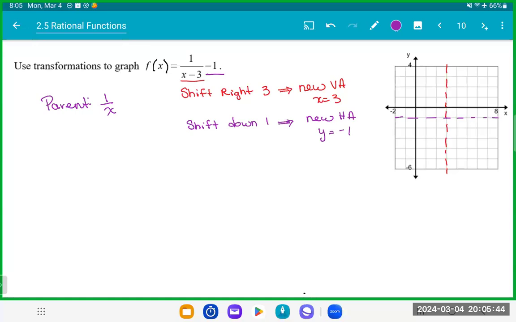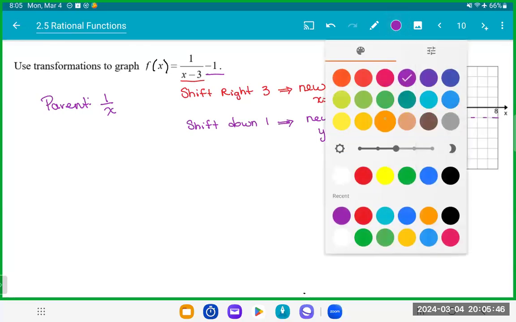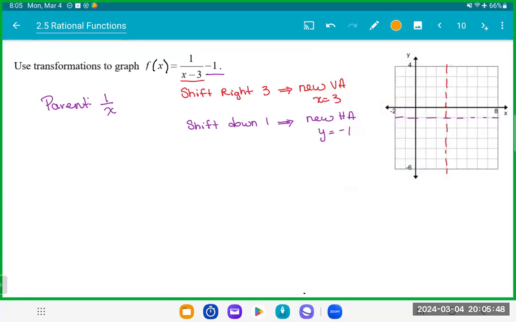asymptote, and now it's really just graphing that parent function that we learned back in week 1, where we have a graph that looks like this. But that transformation told us exactly where to shift our asymptotes to help guide us for that graph. Okay, question.